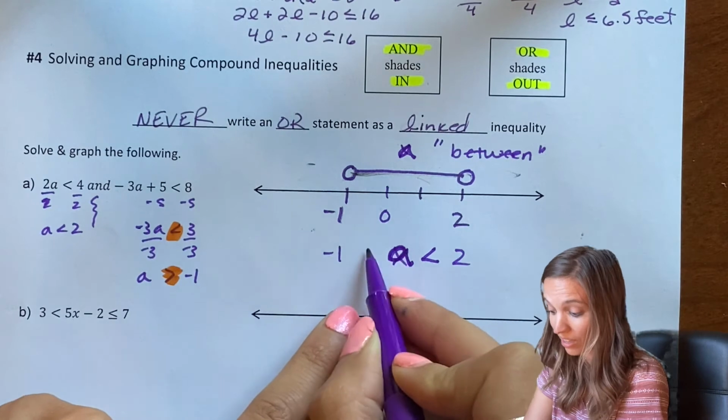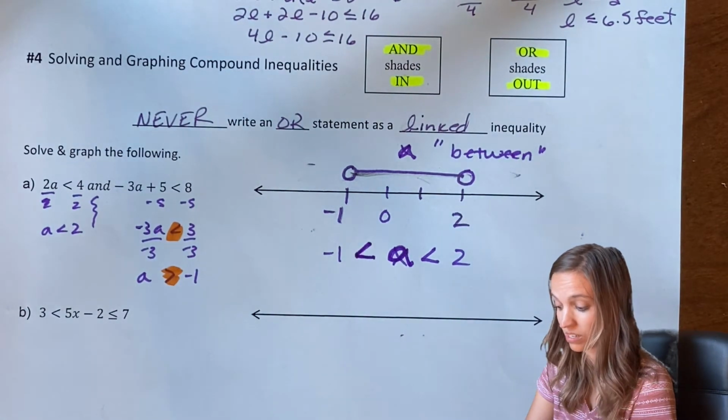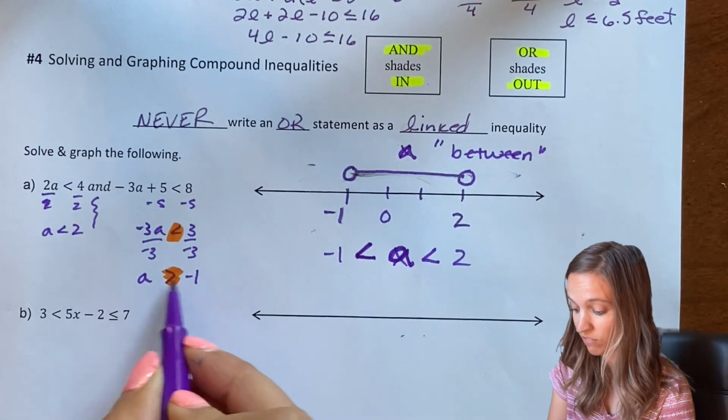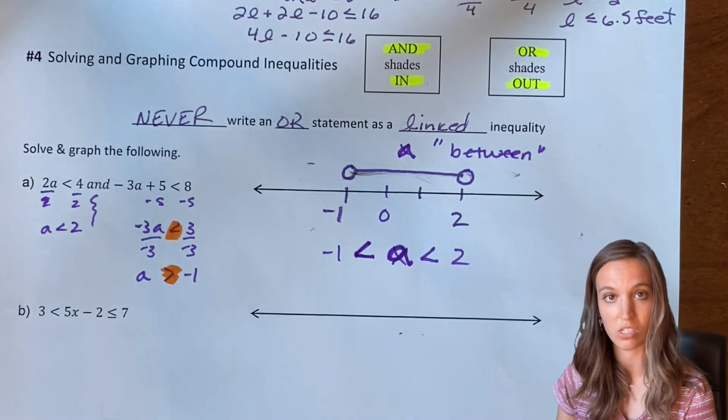So if A is greater than, I'm going to make sure that my inequality symbol still opens to the A. So I'm just flipping that inequality symbol because I flipped the order from the original solution set.